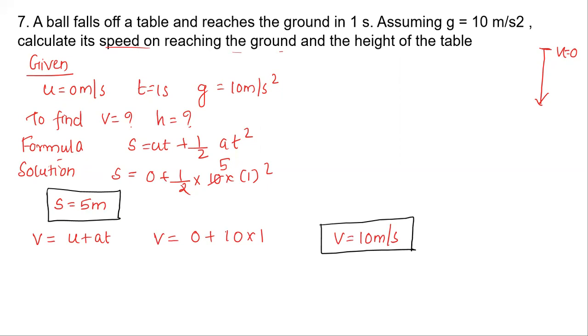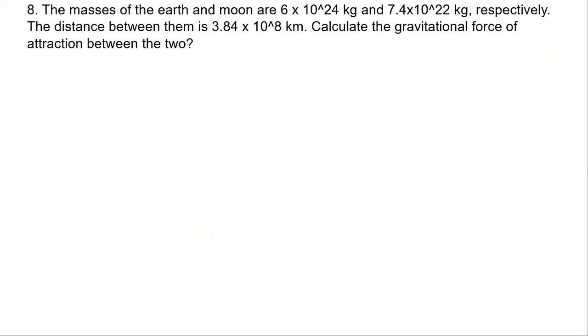Now let us solve the next question. The mass of Earth and Moon are 6 into 10 raised to 24 and 7.4 into 10 raised to 22 kilograms. So we will write what is given.